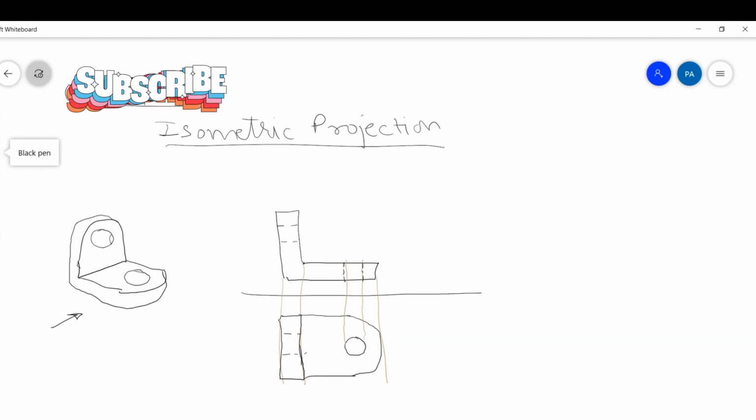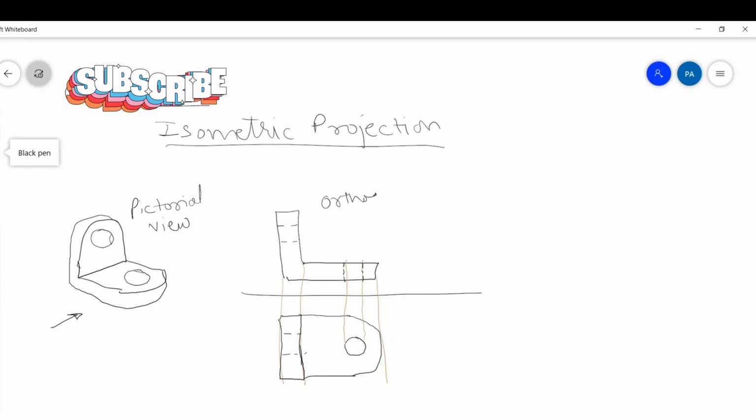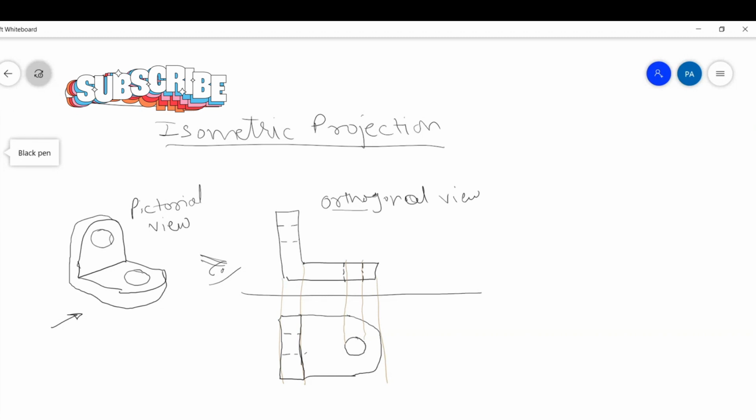So this is called orthographic projection. So this is the pictorial view, and this is called the orthographic view. Ortho, you understand? Ortho is perpendicular, so the observer is here, and the rays of his sight are perpendicular to the object. So it is called an orthogonal view or orthogonal drawing of the object.